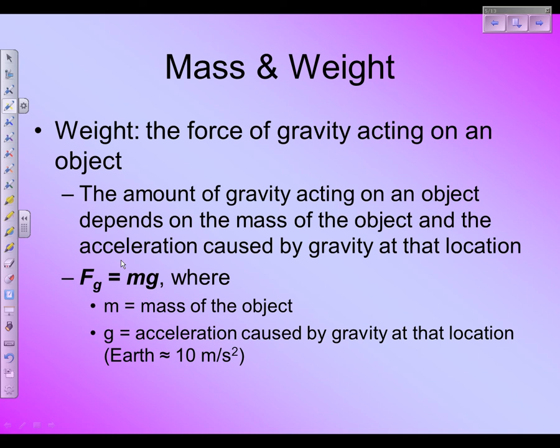So the force of gravity acting on an object is equal to M times G, where M is the mass of that object, and G is the acceleration caused by gravity at that location. That good for now?